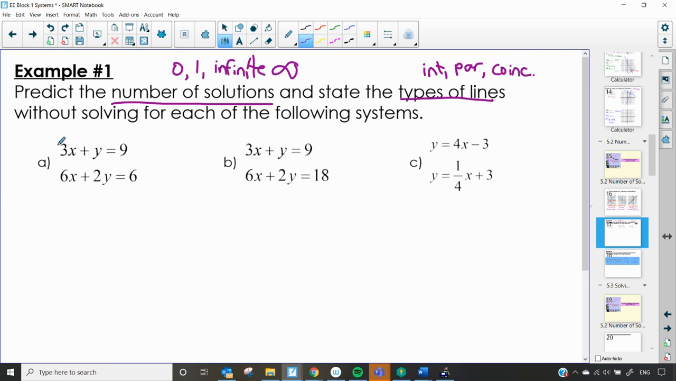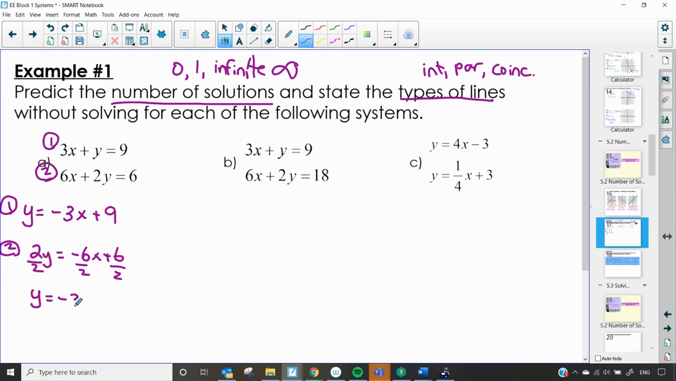So the first one here, the best way to know if these lines are intersecting, perpendicular, or coincidental is to rearrange them and write them as y equals mx plus b. So the first one is going to be y equals negative 3x plus 9. The second equation, we're going to have 2y equals negative 6x plus 6. And when we divide by 2, we have y equals negative 3x plus 3.